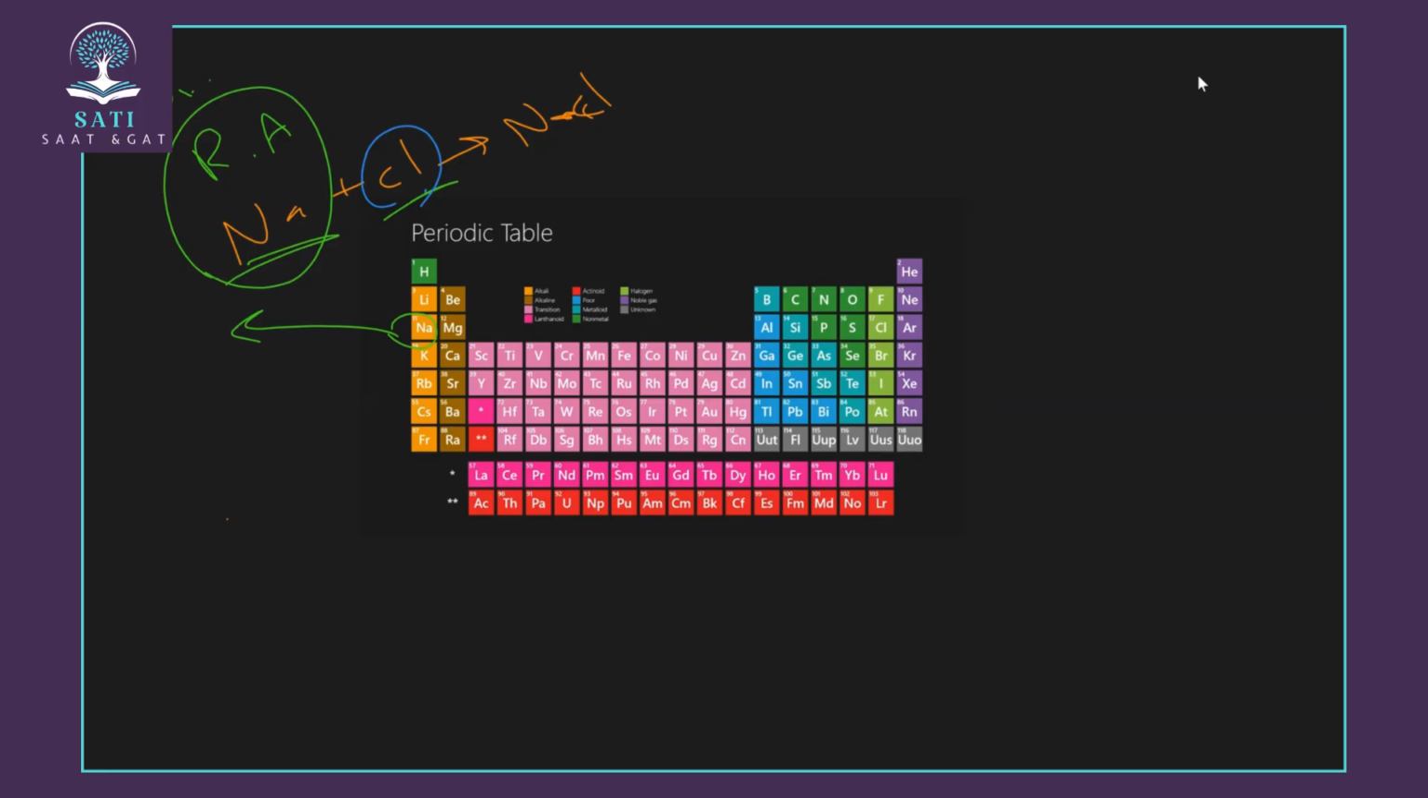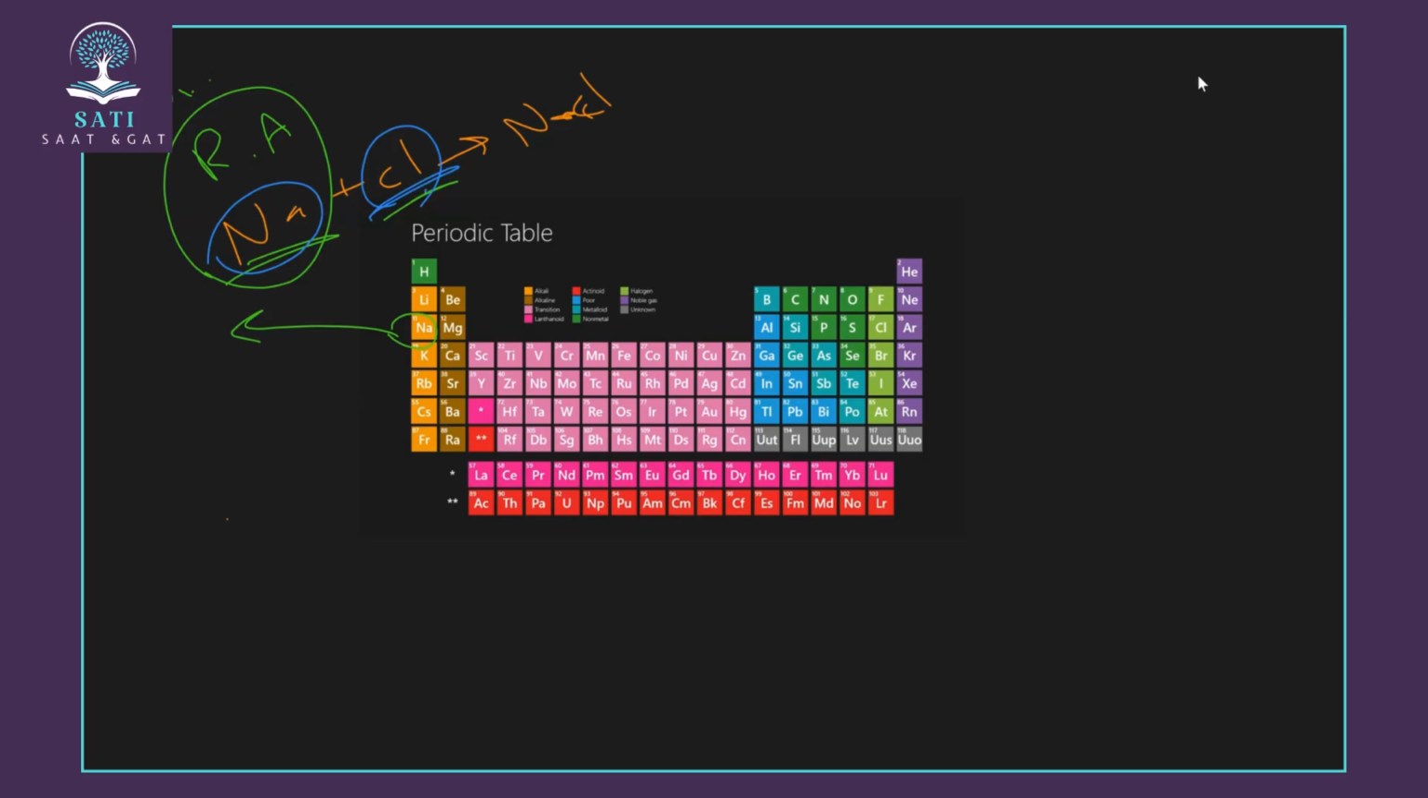Now, can I say that sodium is oxidized or sodium is reduced? What is the process for sodium? It is oxidation, so I say sodium is oxidized. What is the process that happened to chlorine? It is reduction, so I say chlorine is reduced.